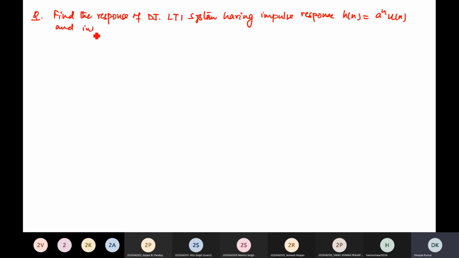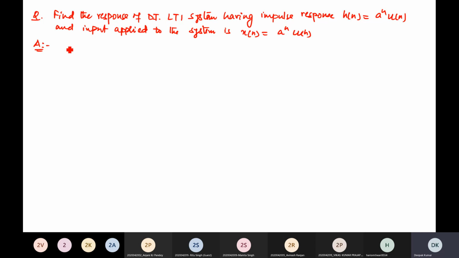and the input applied to the system is x of n is equal to a to the power n u of n. It means the same input is applied to the system. Then find what is the response. To find the response, you cannot apply here the simple tabular form that you can use for the finite duration sequence. So you have to go through the conventional approach to find the response of the system.